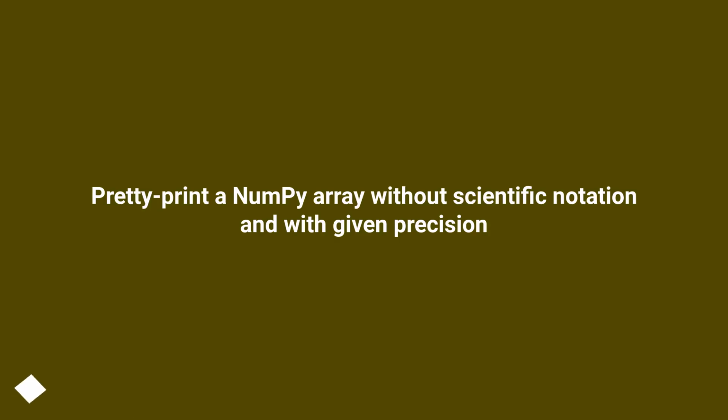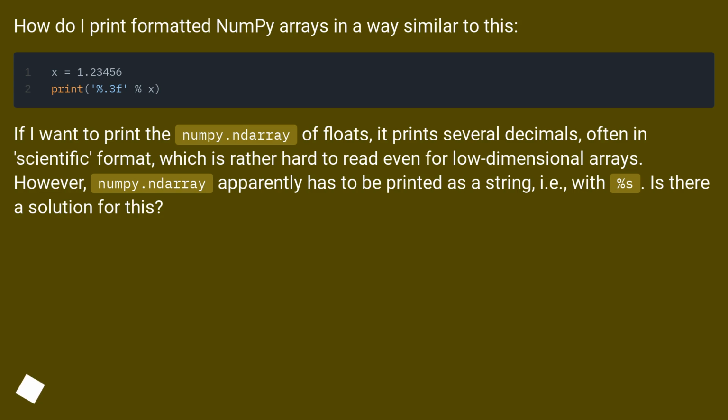Pretty-print a NumPy array without scientific notation and with given precision. How do I print formatted NumPy arrays in a way similar to this? If I want to print the NumPy array of floats, it prints several decimals, often in scientific format, which is rather hard to read even for low-dimensional arrays. However, the NumPy array apparently has to be printed as a string, i.e., with %s. Is there a solution for this?